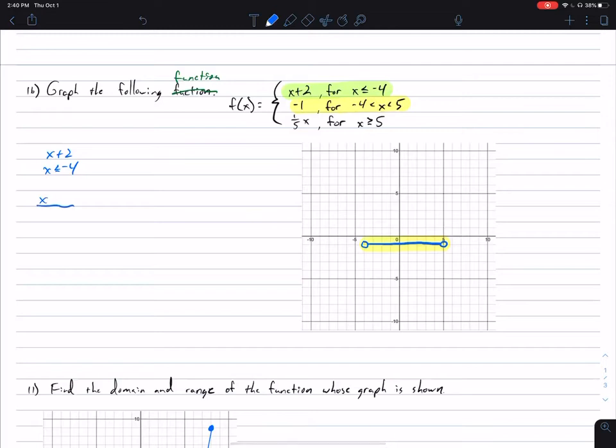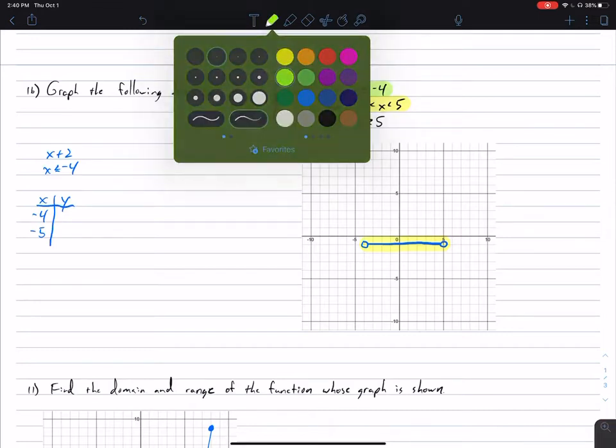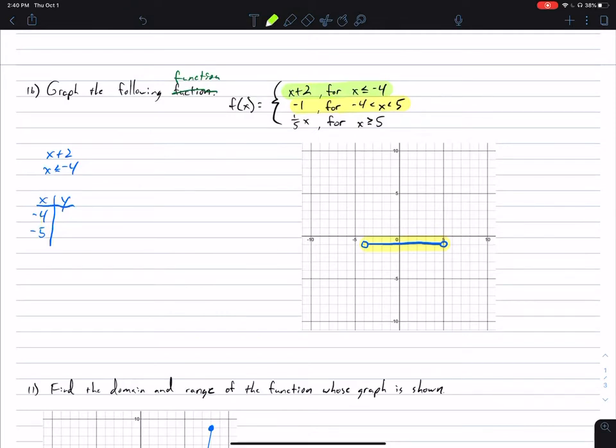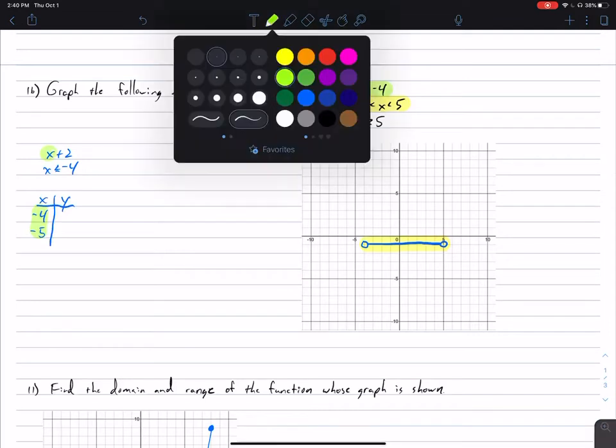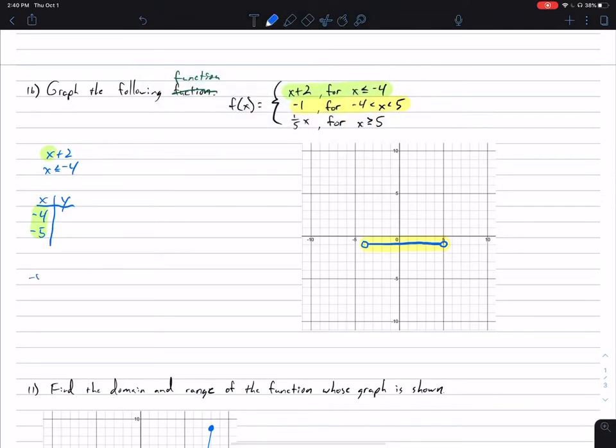So I'm going to create an xy chart. I'm going to use -4 because it is included, and then I can pick anything less than that. So just to make my life easy, I'm going to use -5. If I take this -4 and -5, and I plug them in as my x values, I'm going to get -4 plus 2 and -5 plus 2. So that's going to give me -2 and -3. And these will give me 2 points I can use in my graph.